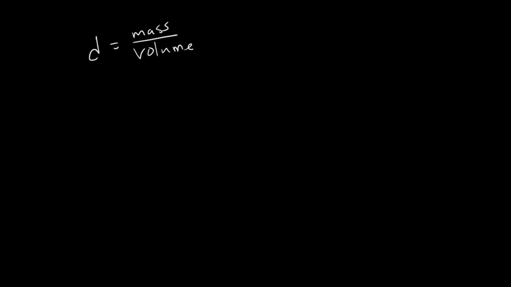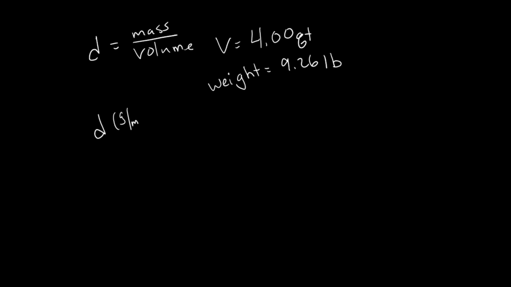So let's say I want to know the density of common antifreeze in units of grams per milliliter, and I'm given a 4-quart sample and a weight of 9.26 pounds. Want density in grams per milliliter. So we first need to convert our starting units to grams and milliliters. So we can start with our quarts, and let's do that to milliliters.